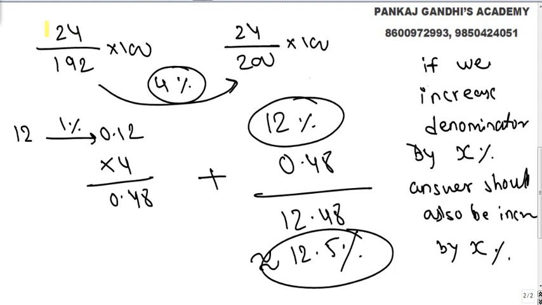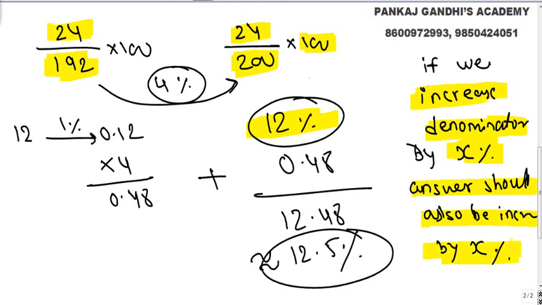I repeat, we were supposed to solve 24 by 192. We did 24 upon 200 and got the answer 12%. We know if we increase the denominator by X%, the answer should also be increased by X%. 192 to 200 is near a 4% increase, so the answer should also be increased by 4%. 1% of 12 is 0.12, so 4% will be 0.48. So very close to 12.5.